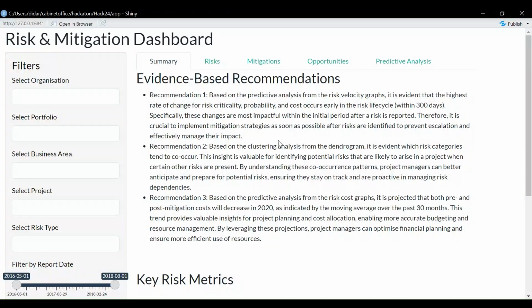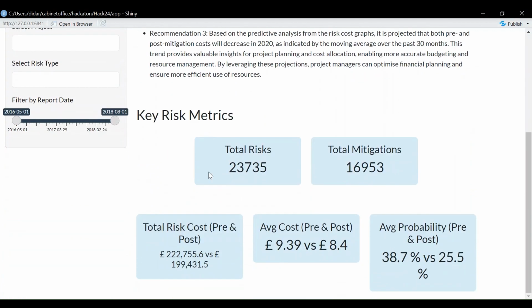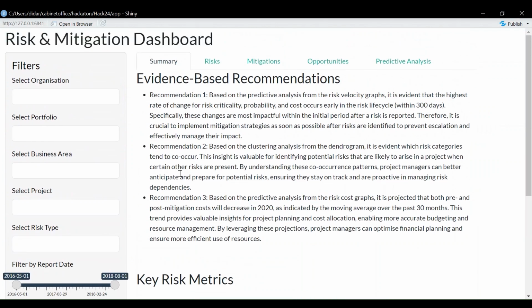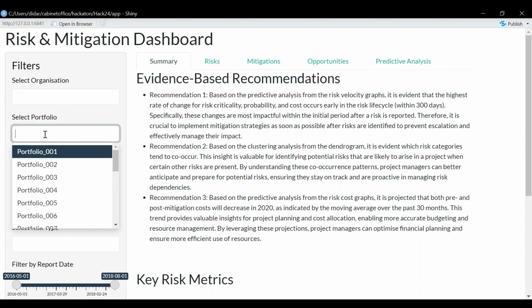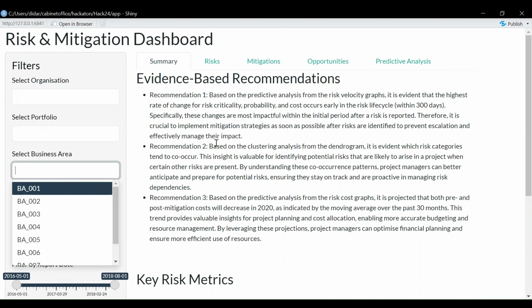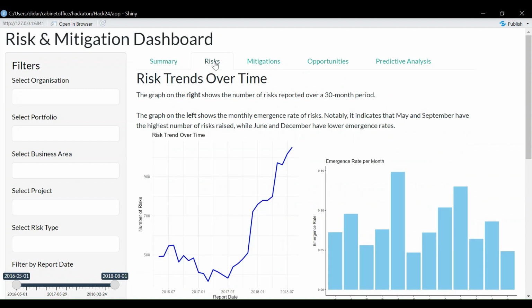Okay, so here is an overview of our dashboard. At the top of it, you can see the recommendations we have provided based on our analysis. And at the bottom, we have some key metrics we thought would be useful to show, as well as at the side, we have drop downs so you can filter the data based on any specific subset of data you'd like to see.